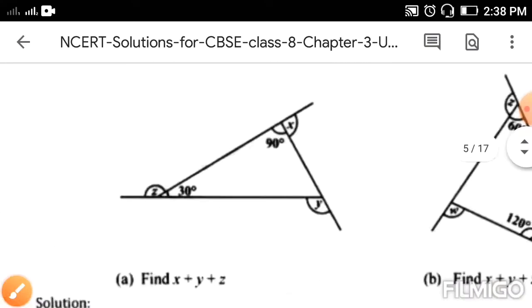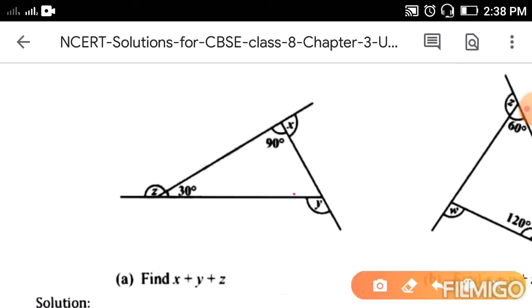Understood? Once again, what you have to do? You are supposed to find out x, y and z. So this linear pair angles theorem you can use here. If you want to use that theorem, then first of all you should have this angle. So find out this angle. How you can find out this one?